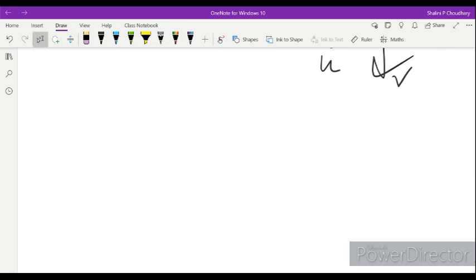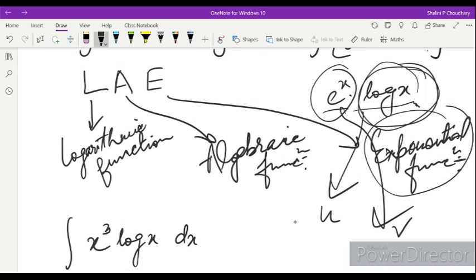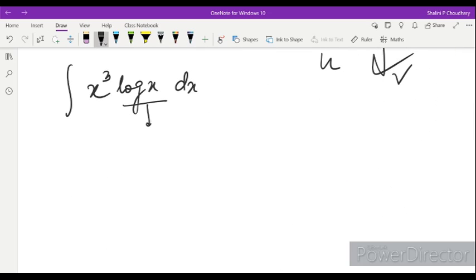Okay, so we have a question. We have to find the integral of x to the power 3 and log of x dx. So which one will we take as u and which one will we take as v? LAE: logarithmic functions we have to take first. So this will be u and this will be v.